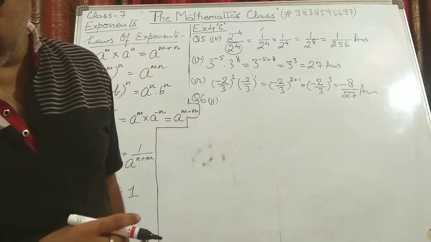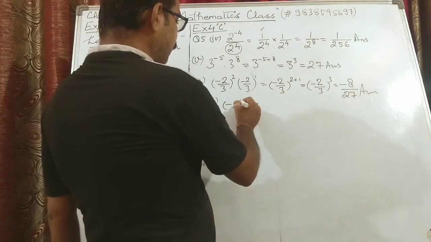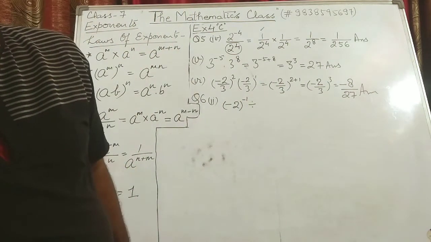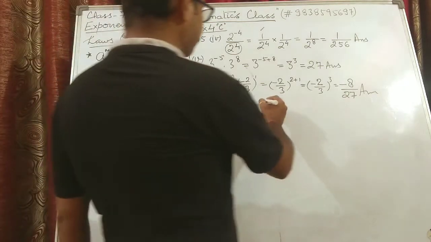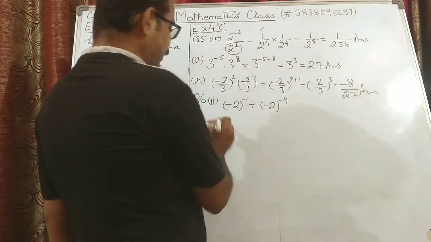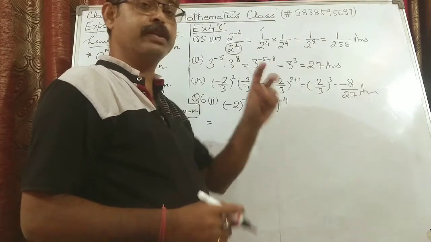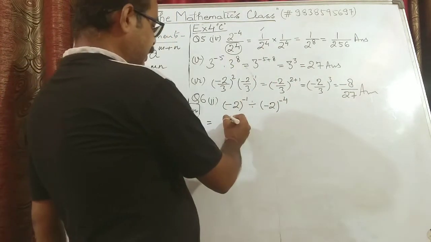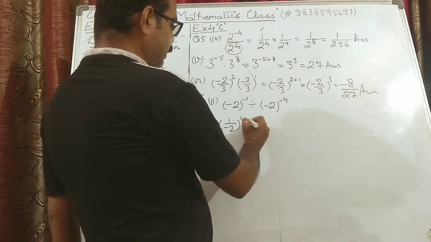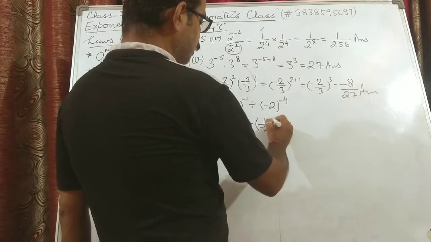Now question number 6, minus 2 to the power minus 1 divided by minus 2 to the power minus 4. First of all, we will convert both these exponents to positive powers. So minus 1 can be written as 1 upon minus 2 to the power 1, then division sign, then 1 upon minus 2 to the power 4.